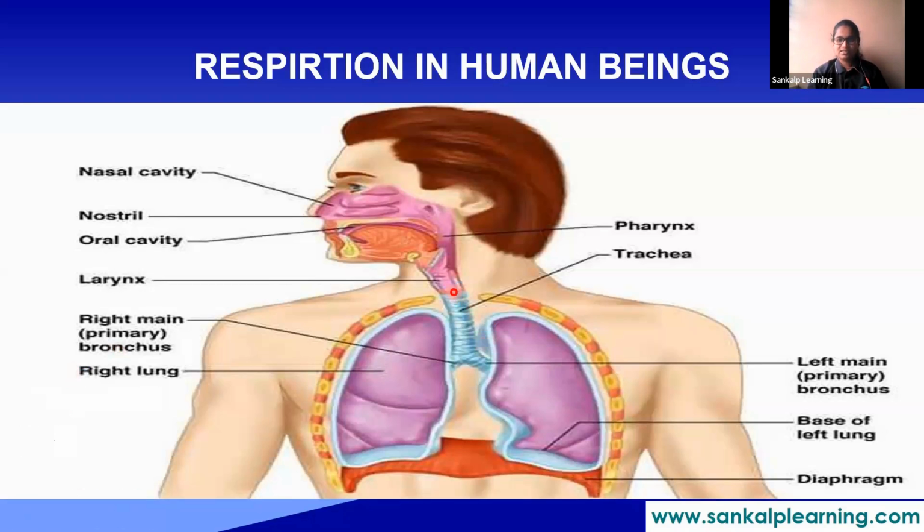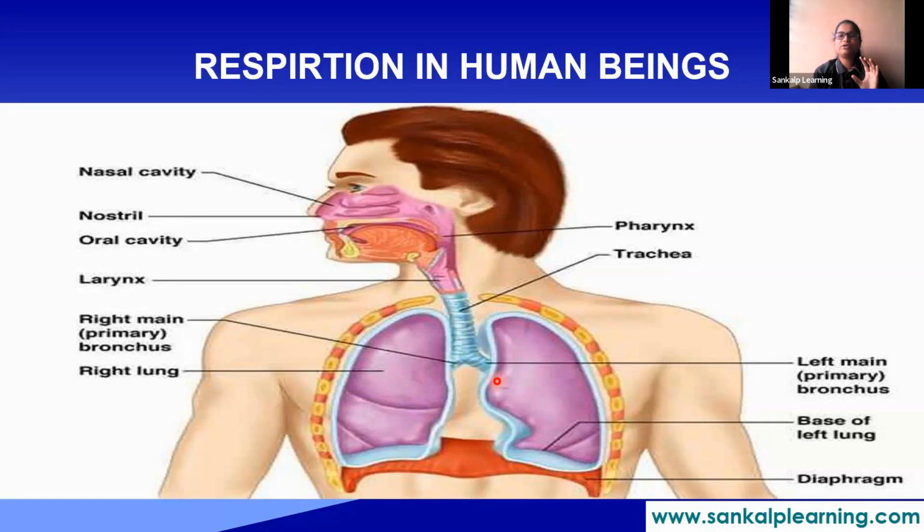Let me tell you, see, this is a trachea. The windpipe will be there, which is very smooth. So that trachea will be covered with the C-shaped structures, which are called cartilaginous rings. Why? Because to protect the inner windpipe from the air currents, the trachea has been protected by the cartilaginous rings.